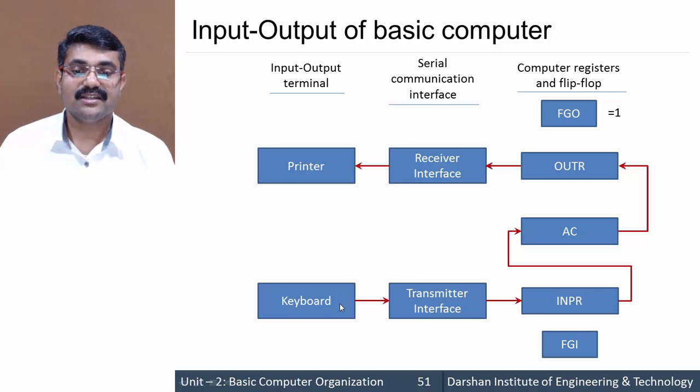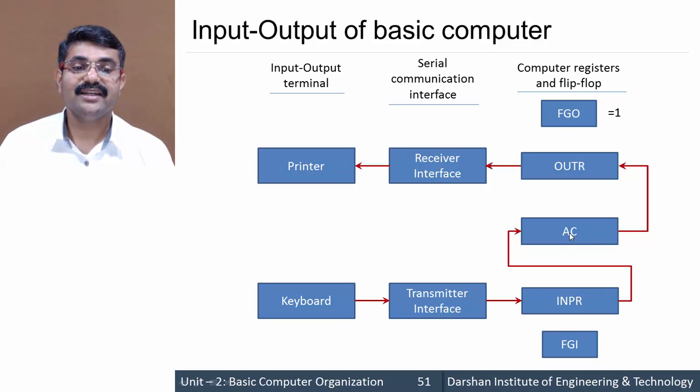From the keyboard, the input is transferred to the transmitter interface, wherein some queue would be maintained, and it would be transferred to the INPR register. Now, the INPR register will hold the data until FGI is set to 1. So once FGI becomes 1, the content would be shifted to the accumulator. And again, it would be made 0 to receive the second input. But let us see the output operation.